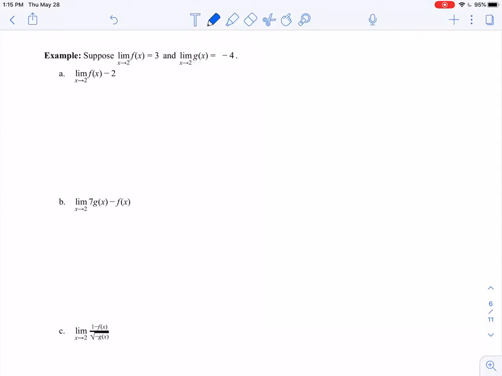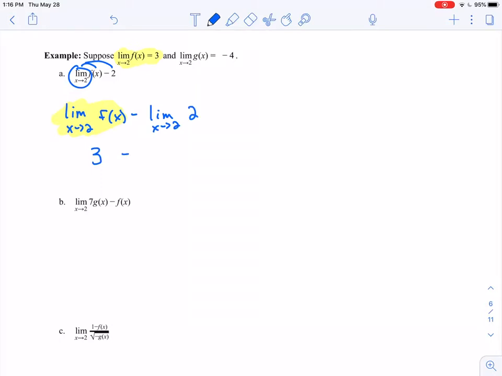So here in part A, for example, I have the limit as x approaches 2 of f of x minus 2. Here I can take this limit statement and distribute it over the subtraction. So I can really say, let's look at the limit as x approaches 2 of f of x minus the limit as x approaches 2 of 2. And now I can say the limit as x approaches 2 of f of x is really equal to 3. So I can take out this yellow highlighted part and replace it with just 3, because I know exactly what that is. I have that equality.